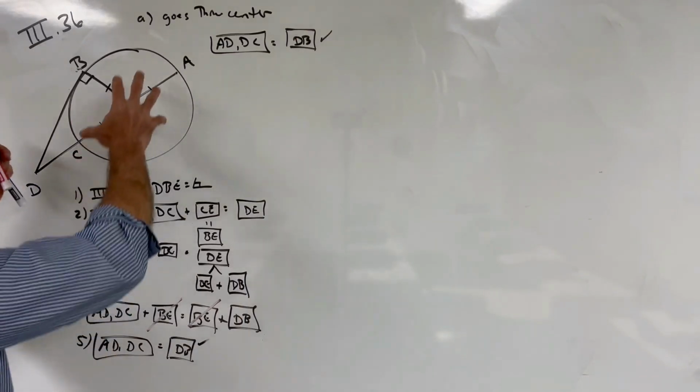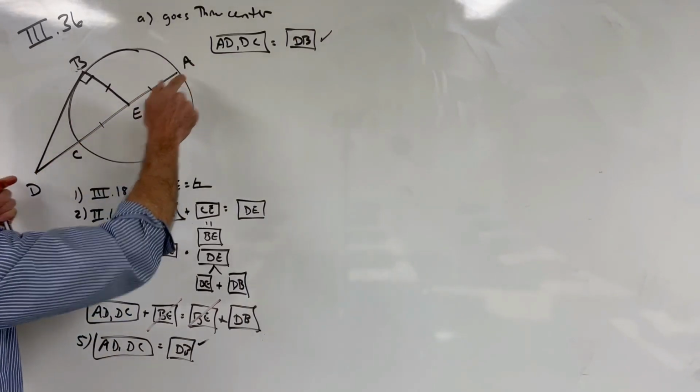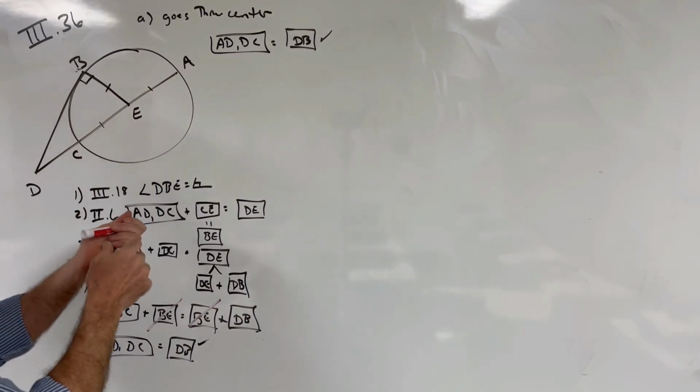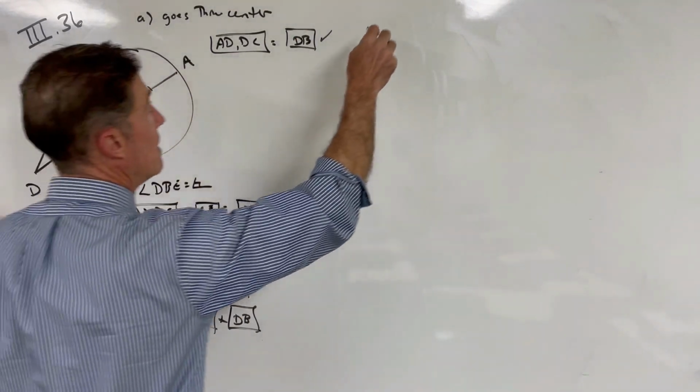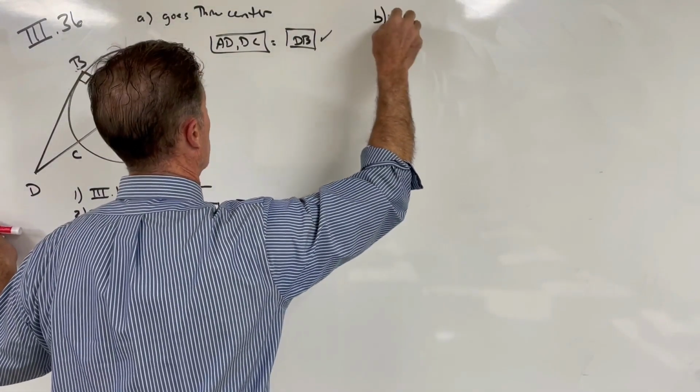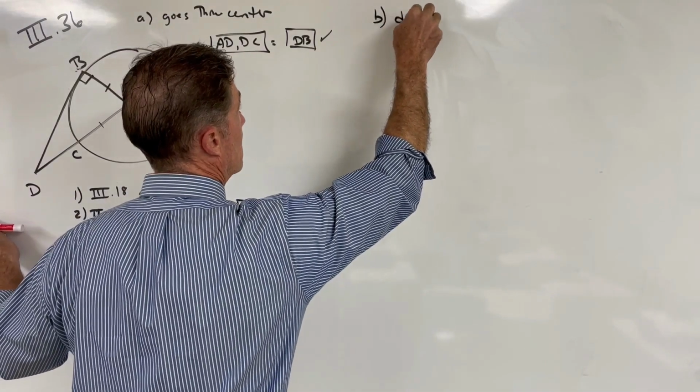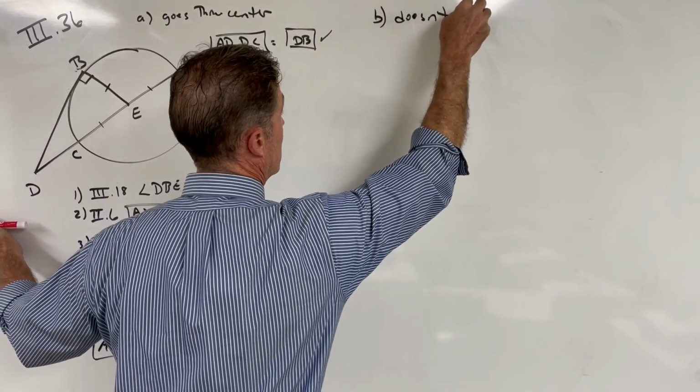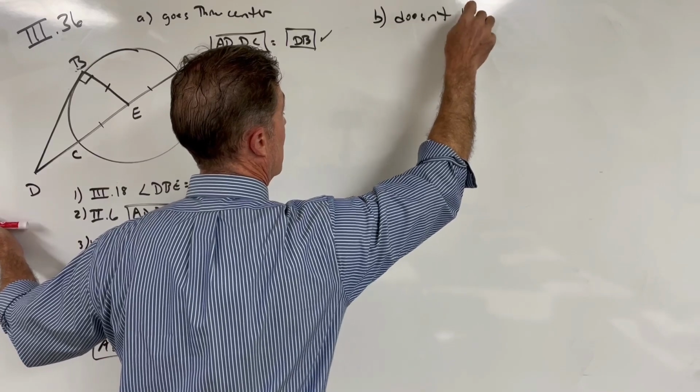So this is the case where the cutting line goes through the center, and it either goes through the center or it doesn't. And so the second case we want to consider is where it doesn't go through the center. So here it does and here it doesn't. It doesn't go through center.